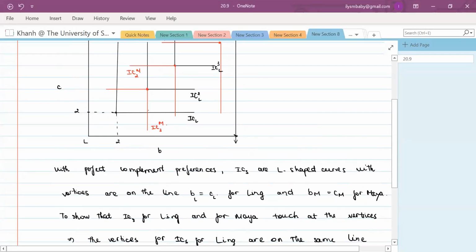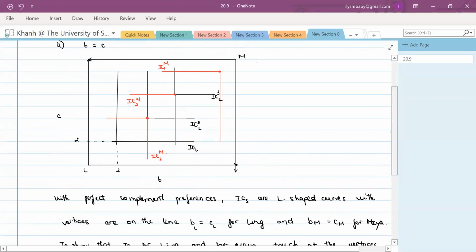So for example, if I take this point over here, this is going to be the BL, and this corresponding point is CL. So this point is where BL equals CL. Now, I want to prove that at this point, BM is also going to be equal to CM. And if I can prove that, then I know that these two points are the same, and so these two curves are touching each other at that point.